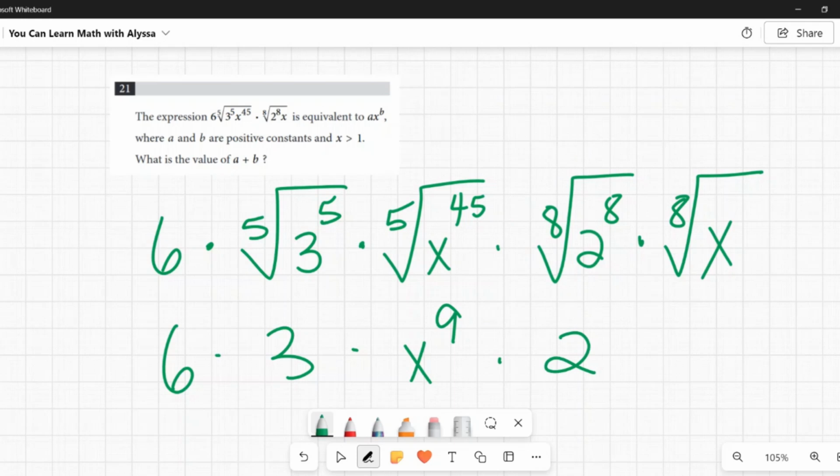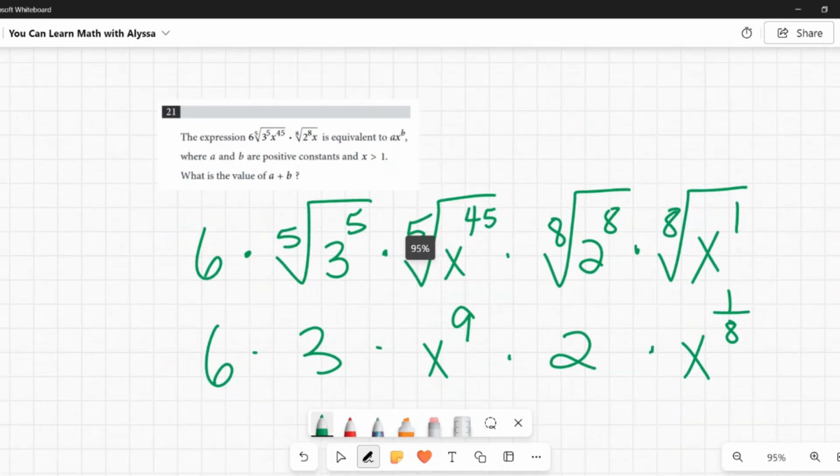The 8th root of x, I'm going to use that property of exponents where I can convert it into an exponent from a root. So this is the 8th root of x to the power of 1. So that's x to the power of 1/8. All right, now that's much, much easier to deal with.